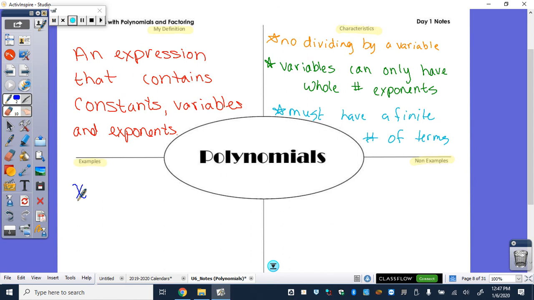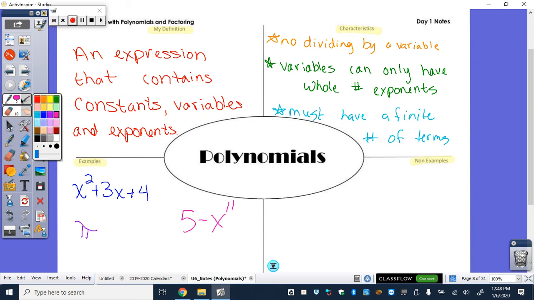So some examples of polynomials. x squared plus 3x plus 4, that makes up one polynomial. Pi by itself actually is a polynomial. We'll talk about what kind of polynomial that is. Five minus x to the 11th would be a polynomial. xy to the 3rd, that would also be a polynomial.